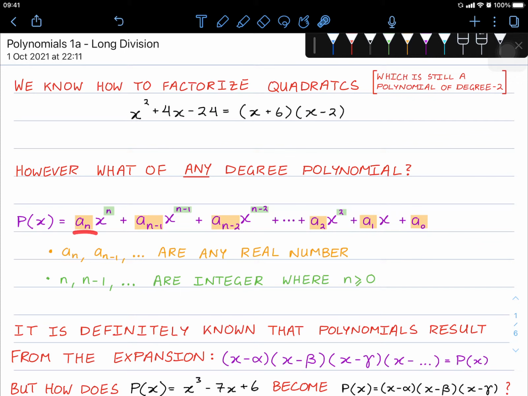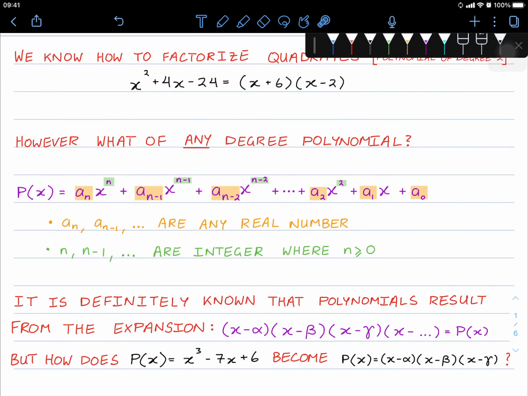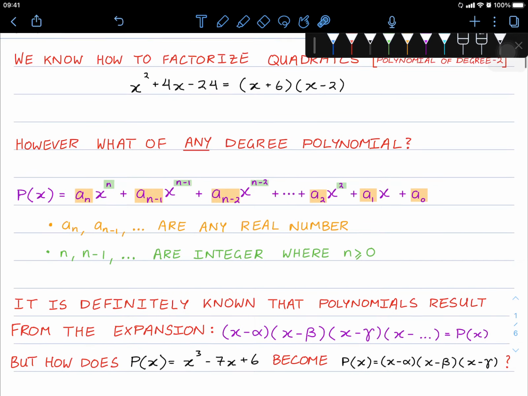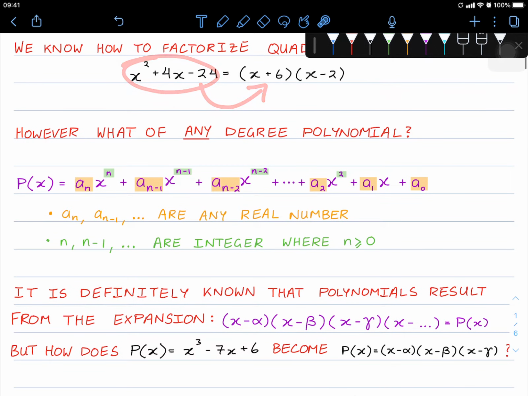So let's say we had a polynomial of degree n, and they all have different coefficients. How would we factorize from this expression into this? Because we already know that all polynomials should have some sort of factorization: x minus alpha times x minus beta, on and on, being our polynomial. In this case, we had x minus alpha, alpha being -6, and x minus beta, where beta is 2. So we factorize this into this expression, and vice versa.